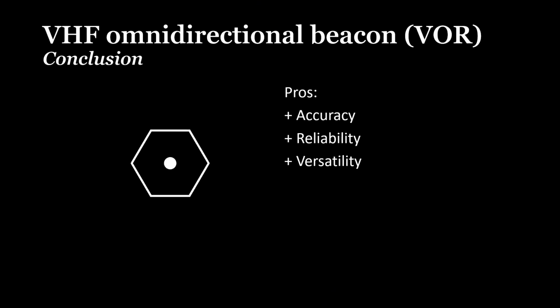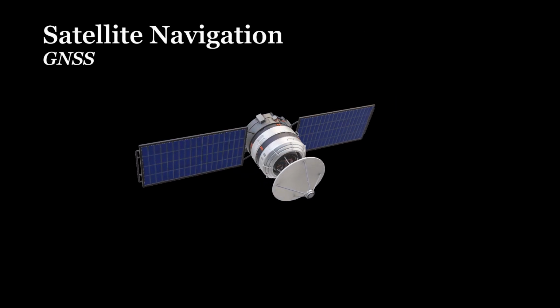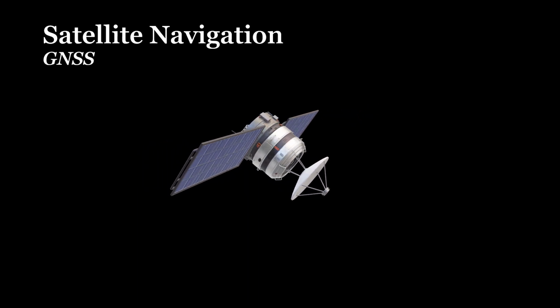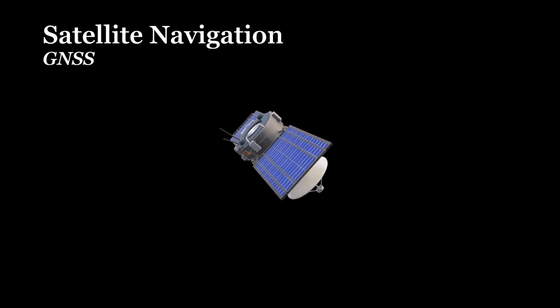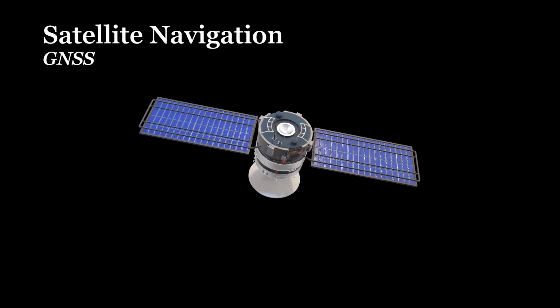Compared to NDBs, VOR beacons provide higher accuracy bearings, are less susceptible to atmospheric effects, and are more versatile due to additional TACAN or DME stations. However, they are still ground-based beacons. An infrastructure is required, and they are not available overseas. The dependence on ground-based stations can be reduced by means of satellite navigation. This has the added benefit of global coverage and reduced infrastructure costs.